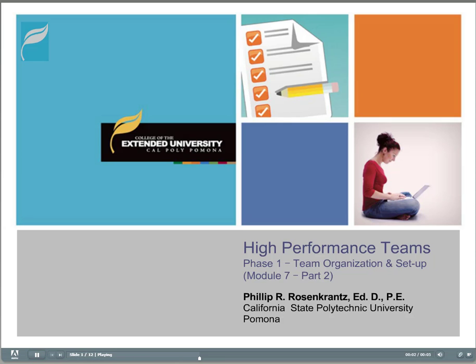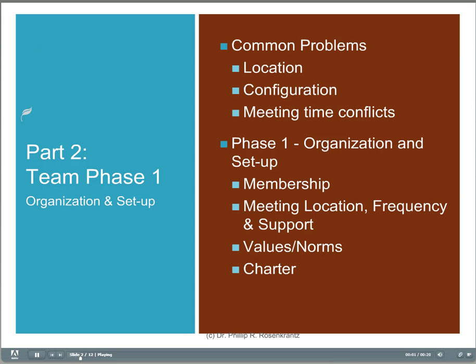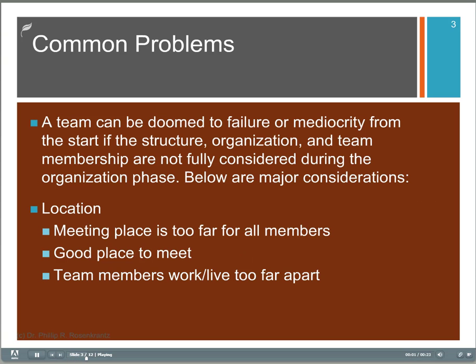In Part 2, we're going to look at Team Phase 1, Team Organization and Setup. The outline for this part is first a look at common problems related to setting up a team. And then we're going to talk about organizing, membership, location, the logistics of a meeting, values and norms, and talk about the team charter.